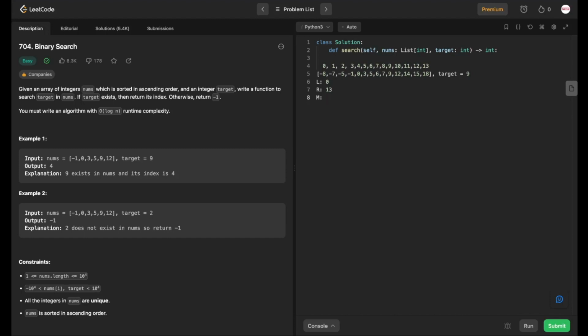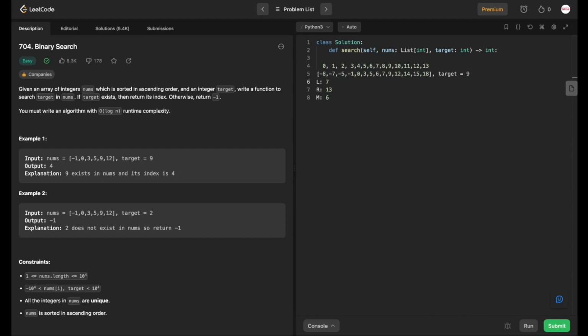We're going to calculate the mid pointer by taking the average of left and right pointers and rounding it down to the nearest integer. So 0 plus 13 divided by 2 is 6.5, and rounding it down to the nearest integer gives us 6. So our mid pointer is now pointing at 5, and since 5 is less than our target value, and the elements to the left of 5 are guaranteed to be less than 5, because we're given a sorted array, we can eliminate this half. In order to eliminate that half, we're going to reassign our left pointer to mid pointer plus 1, which is the 7th index.